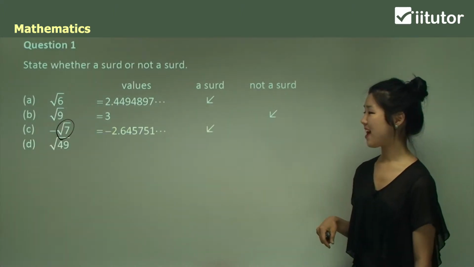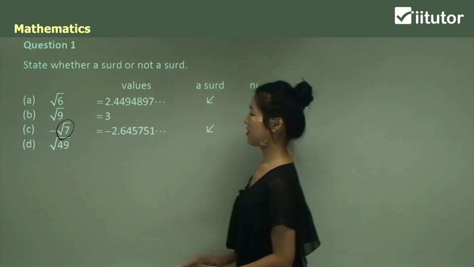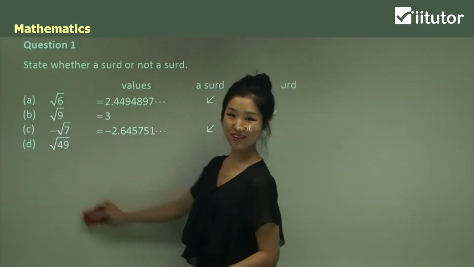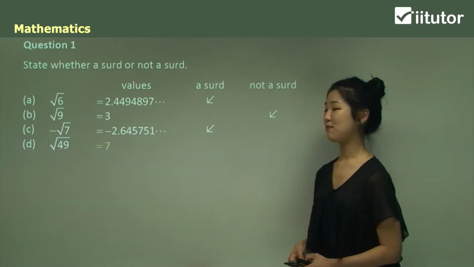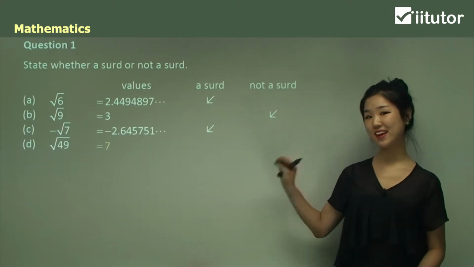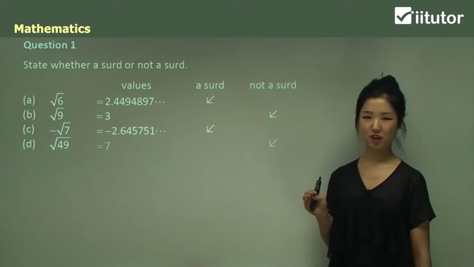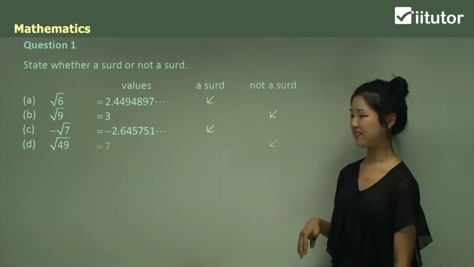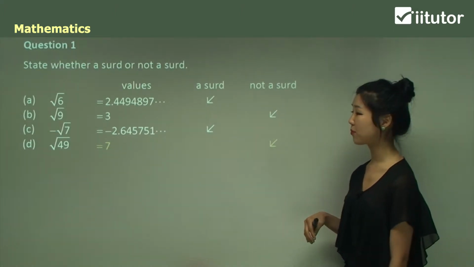And then D, root 49. Guys, everyone tell me what root 49 is. Should be 7, because 7 squared is 49, right? So therefore this is a whole number, it's an integer, therefore it's not a surd. Okay, that's pretty much the idea, same as what I've explained before.